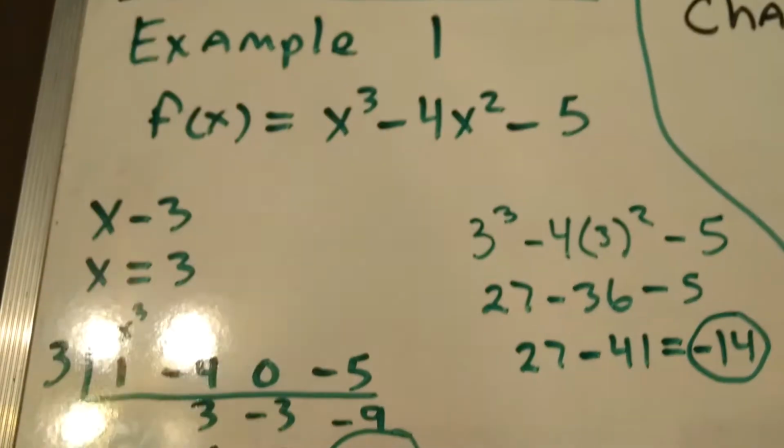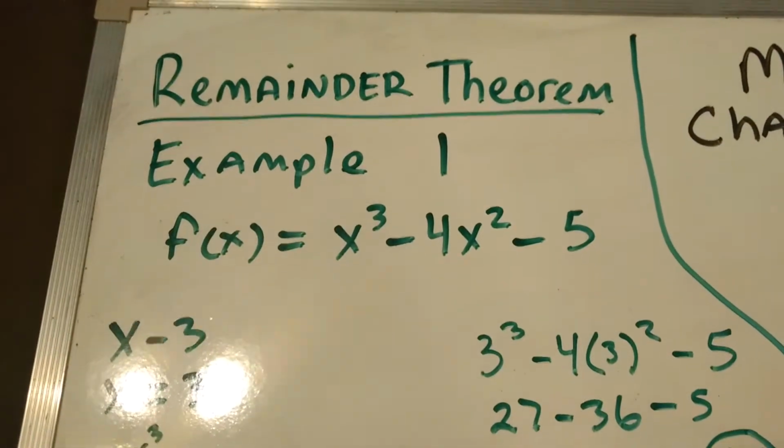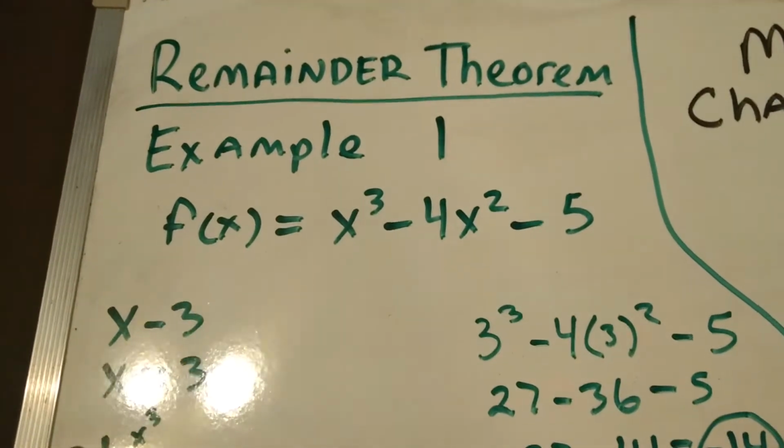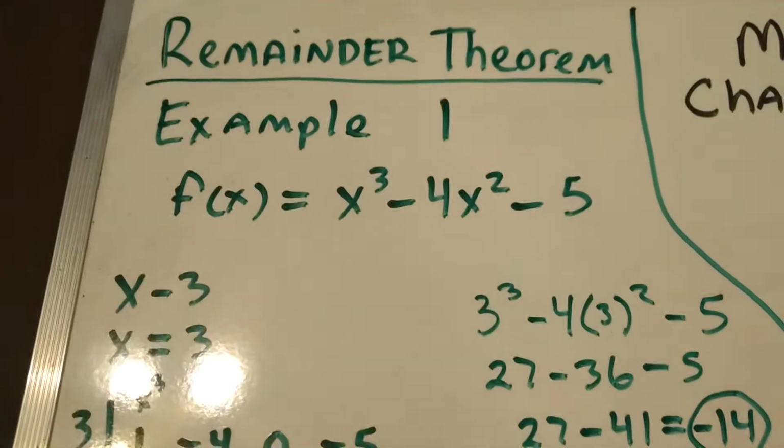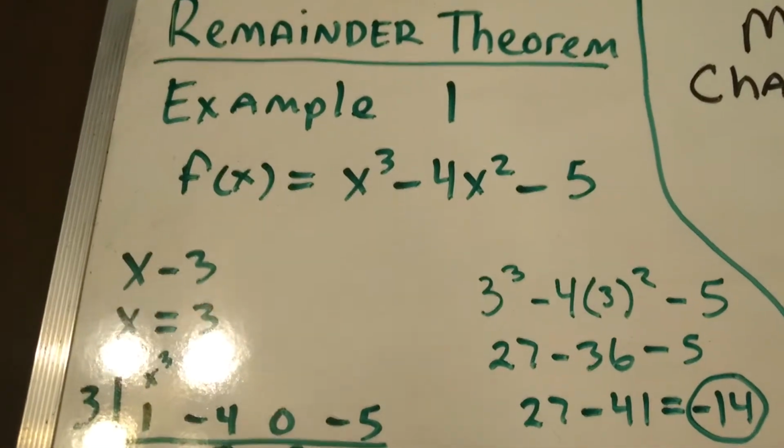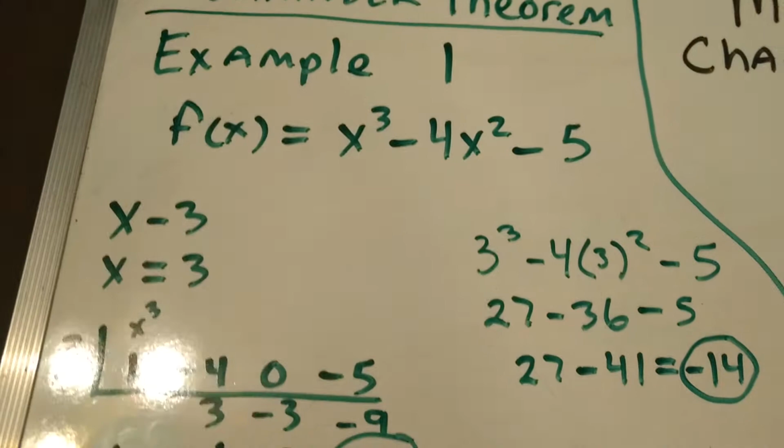So that's what the remainder theorem does for you. The remainder theorem finds, if it's not a factor, the value of the 0. It finds the y value of the 0.